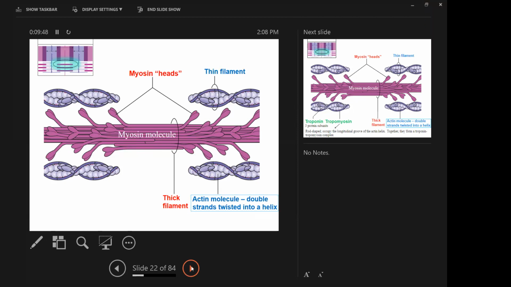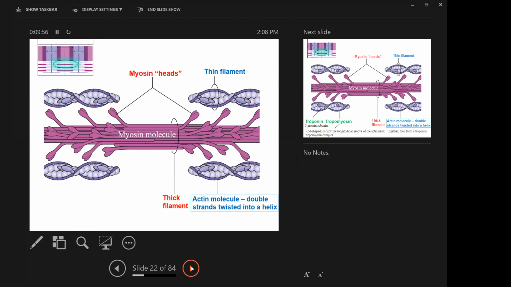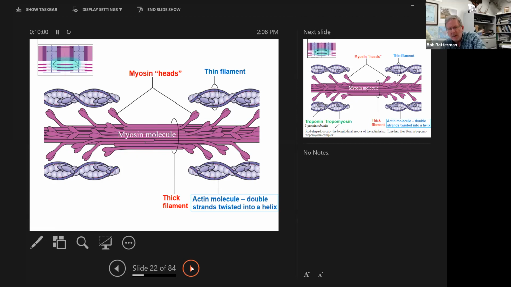Go ahead. What is the purpose of the sarcomeres? Like, what do they do? Well, we're starting to talk about that now. Okay, look at that. We have just been focusing on the structure of the sarcomere. We're now going to talk about the functional aspect of it.